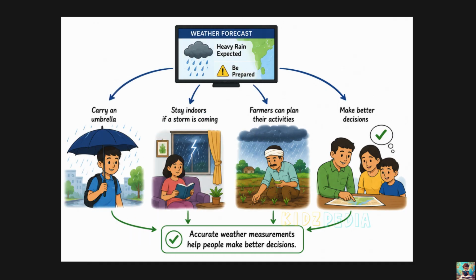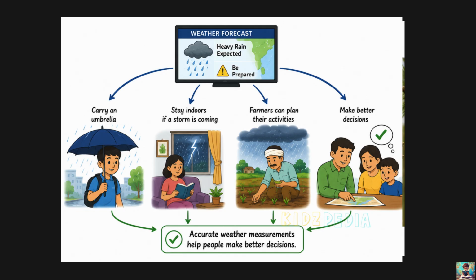Can weather information help us before something happens? Yes. If we know that heavy rain is expected, we can carry an umbrella. If a storm is coming, people can stay indoors. If farmers know rain is expected, they can plan their farming activities. So, accurate weather measurements help people make better decisions. This is why measuring weather is so important.